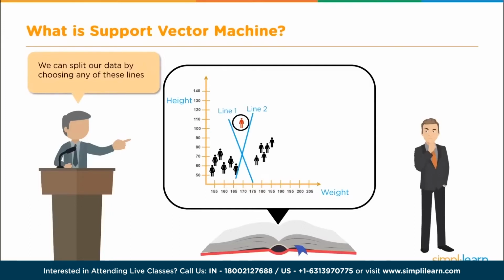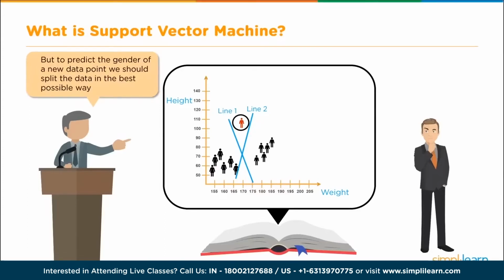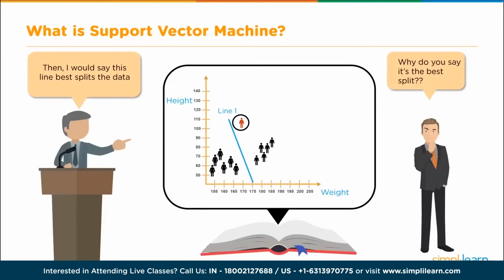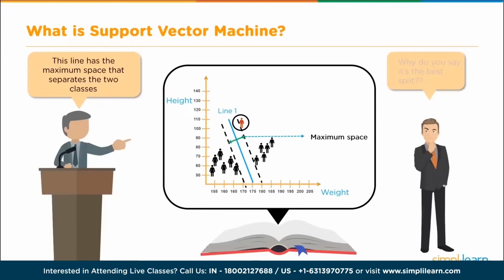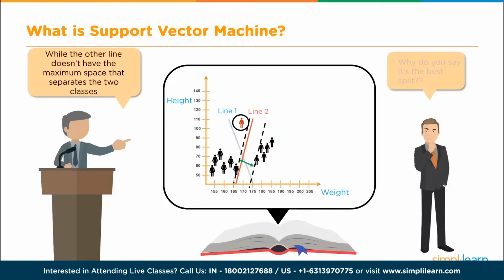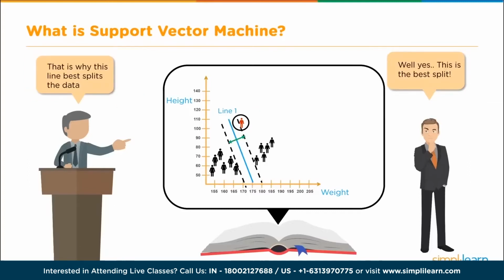We can split our data by choosing any of these lines. In this case, we draw two lines through the data in the middle that separate the men from the women. But to predict the gender of a new data point, we should split the data in the best possible way. We say the best possible way because this line has a maximum space that separates the two classes. Here you can see there's a clear split between the two different classes, and in this one there's not so much a clear split. This doesn't have the maximum space that separates the two. That is why this line best splits the data. We don't want to just do this by eyeballing it.